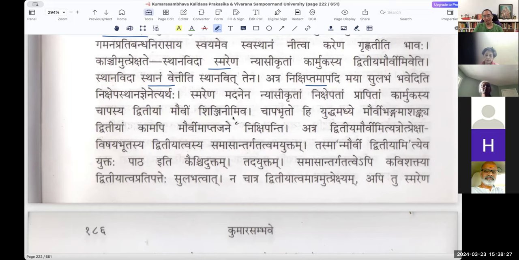Dvitiya maurvim shinjinim iva. Shinjini also means nupuram; it can also mean the ornament placed on the katisthale. Chapa bhritah hi. See, we said smara balam, right? Smara sena: Smarah tu manmathah atra senam ahuya agatah. It's like he is going on a war with Shiva here, so he has a bow. Chapa bhritah, those who have a bow, always during yuddham, maurve bhangam ashankya, expecting that the bowstring can break, dvitiyam kamapi maurveem aptajane nikshipanti. Violinists always have a spare set of strings in their box. You know that for instruments; otherwise, during the concert, it will be a problem.